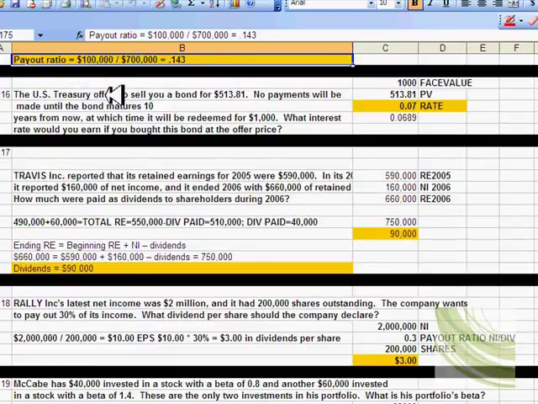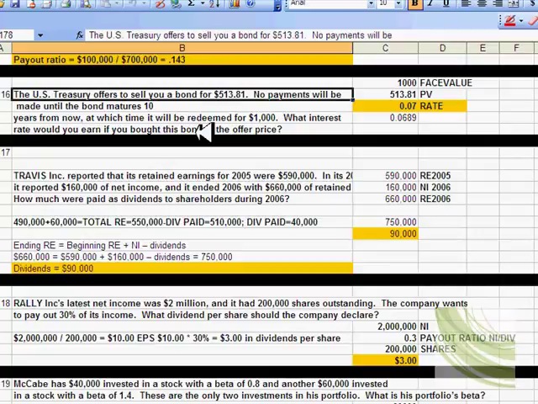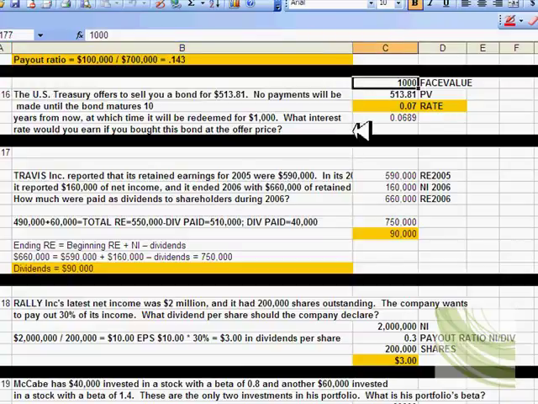Next one is the U.S. Treasury offers to sell you a bond for $513. No payments are made till 10 years from now, at which time you'll get your $1,000. So you're asking, what interest rate am I earning on this bond? So put the $1,000 face value, the present value, currently it's valued at $513, and the interest rate is 7%. Okay, that is what you're trying to calculate.